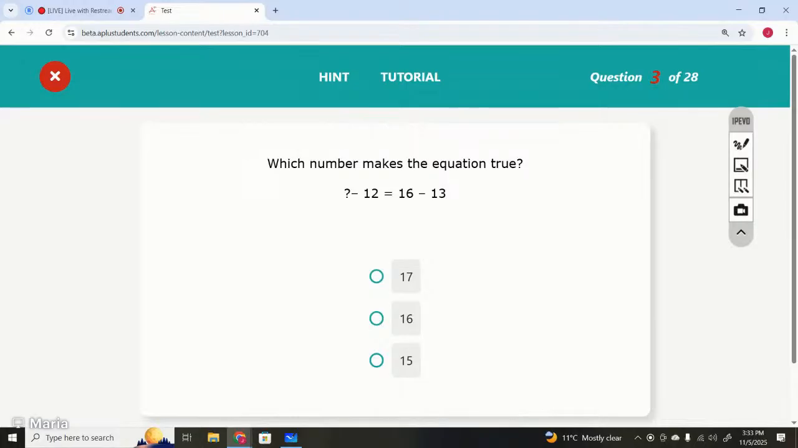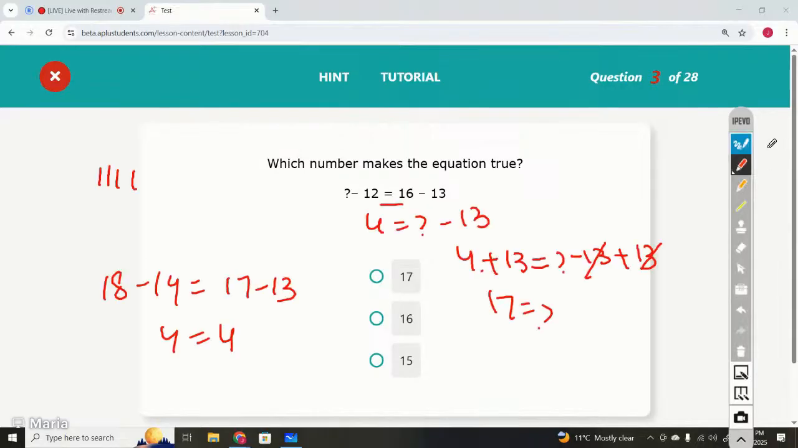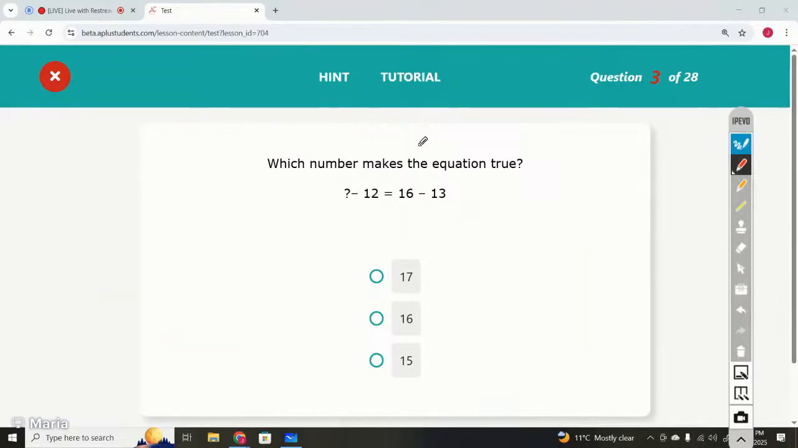The next one is the missing number minus 12 equals 16 minus 13. So let's just subtract this side. 16 minus 13 is 3, right? And now you can find using the options what number minus 12 is 3. Start with the first one. 17 minus 12 is 5. 5 is not equal to 3. This isn't the correct option, right?